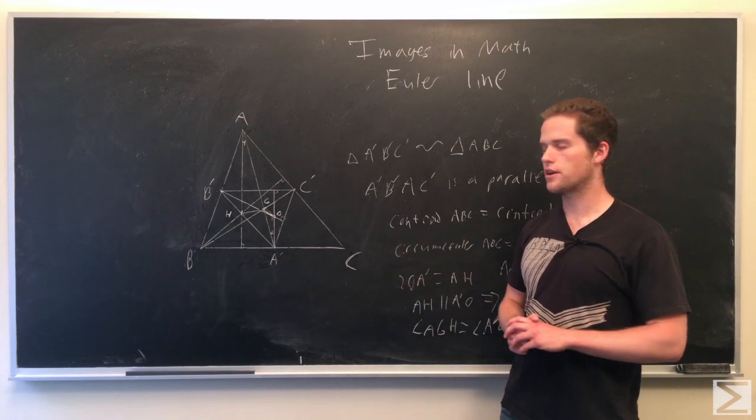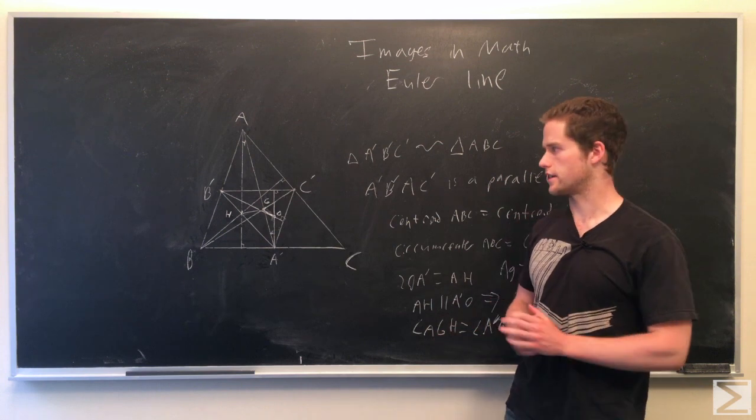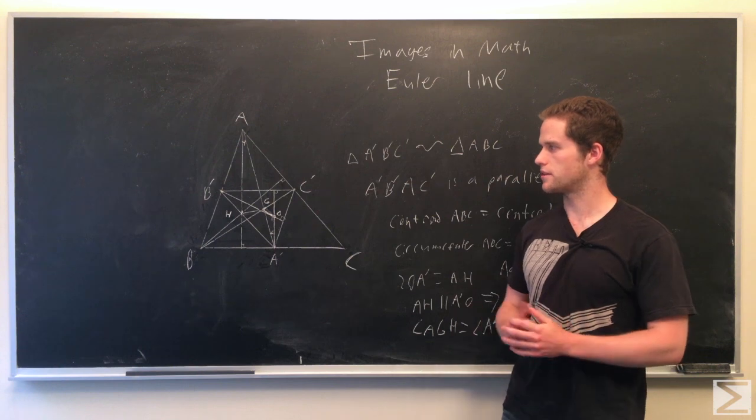We won't do it here, but this can in fact be generalized to other figures like parallelograms and tetrahedrons. They have similar lines of collinear points that you can examine.